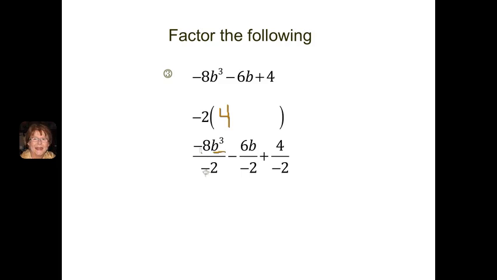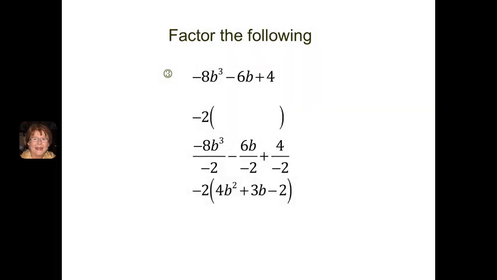b cubed. There's no b here, so I've got b cubed. Be careful. A negative divided by a negative is a positive. 6b divided by 2. 6 divided by 2 is 3, and I don't have any b's in the denominator, therefore it's positive b. Then, if I divide 4 by -2, I get -2.